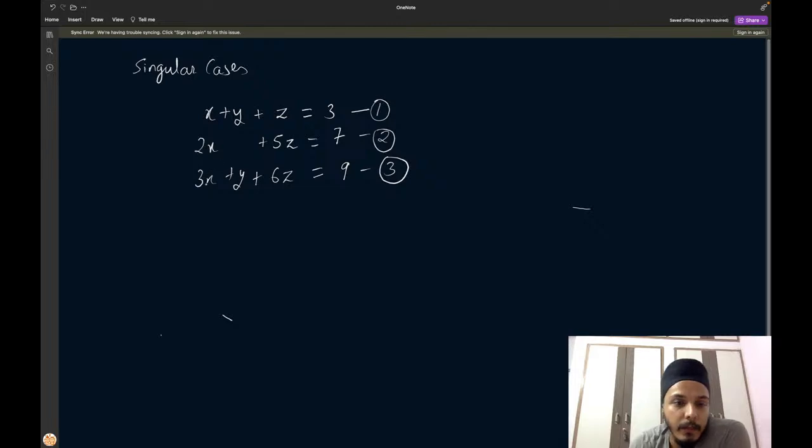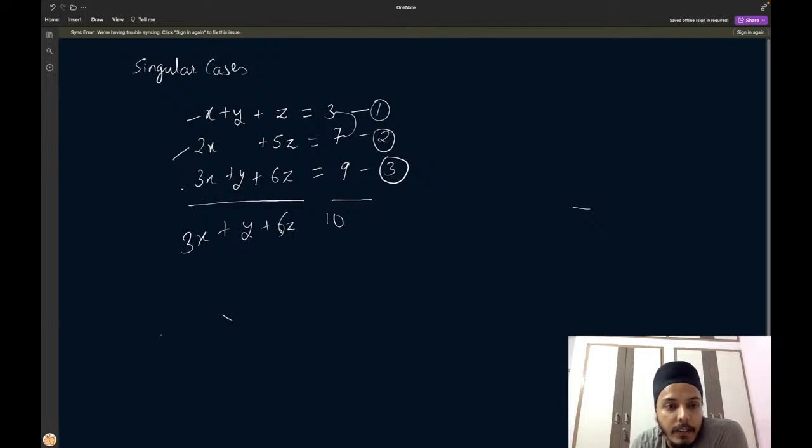How do we know that? Because when you add the left hand side, let us add the left hand side and then we will add the right hand side. Now we don't add all the equations, we add equation 1 and equation 2. So adding these two equations, we get 3x plus y plus 6z equals 7 plus 3, that is 10. So the left hand side is equal to equation 3, but the right hand side is not equal to equation 3.